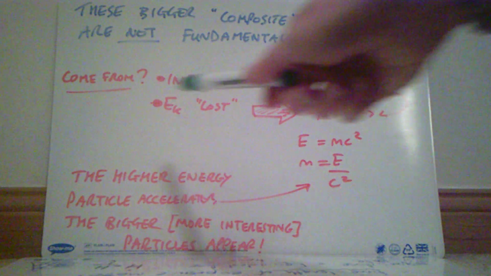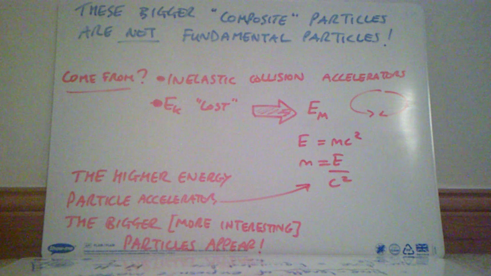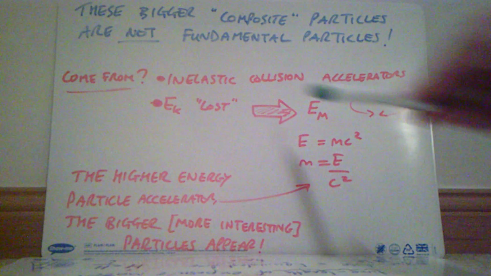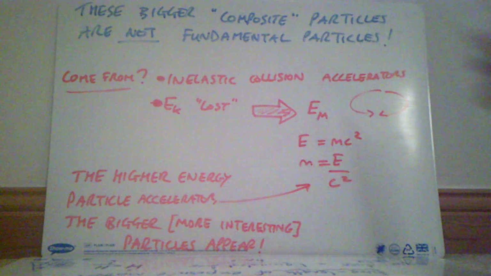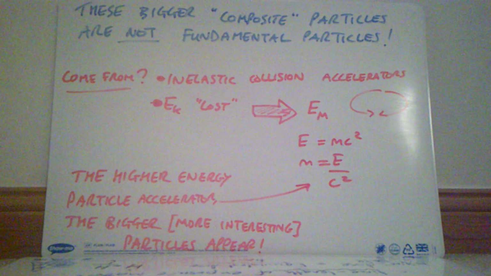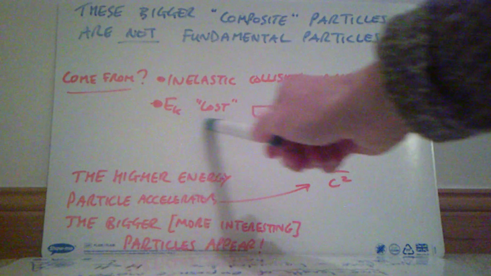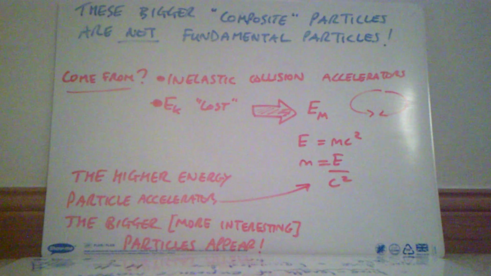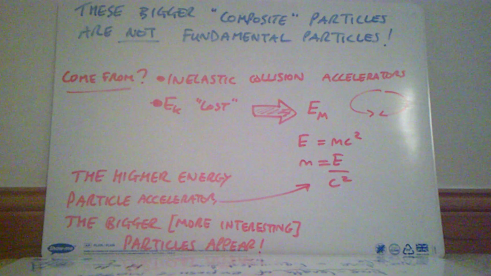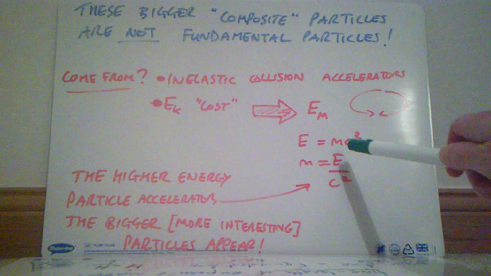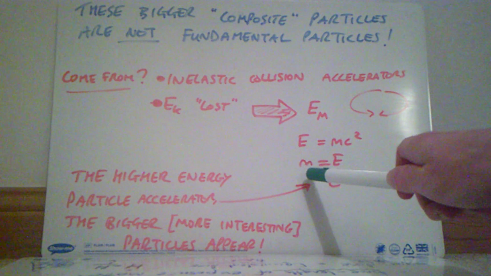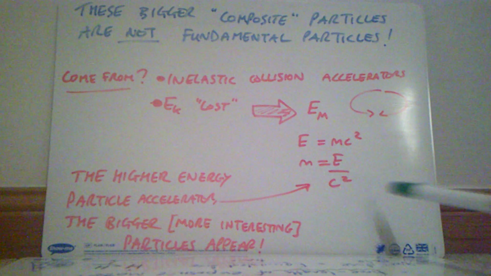Again, where do these particles come from? They look as though they suddenly appear in the particle accelerator, but they don't suddenly appear. It's because they come from the kinetic energy loss, because it's an inelastic collision. Now here's the exchange rate, if you like. The kinetic energy lost goes into mass energy. Now the formula involved in the mass energy is E equals mc squared. So if we rearrange to make m the subject, then we get m equals E over c squared.